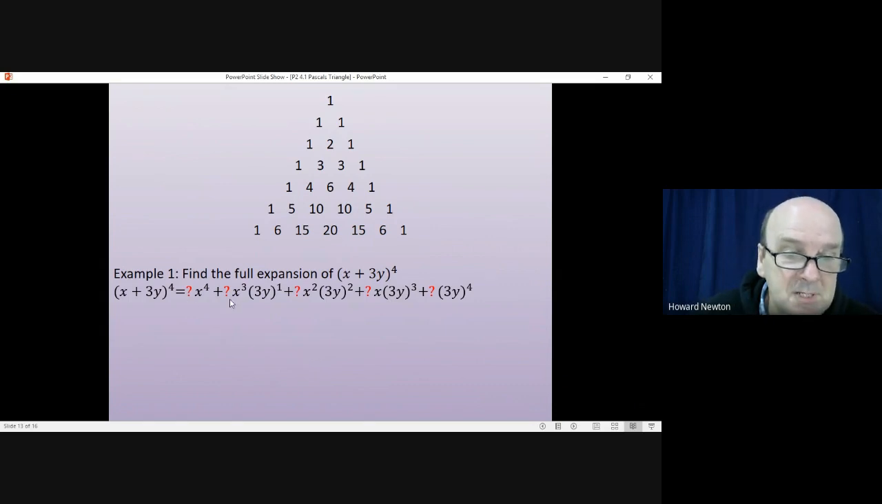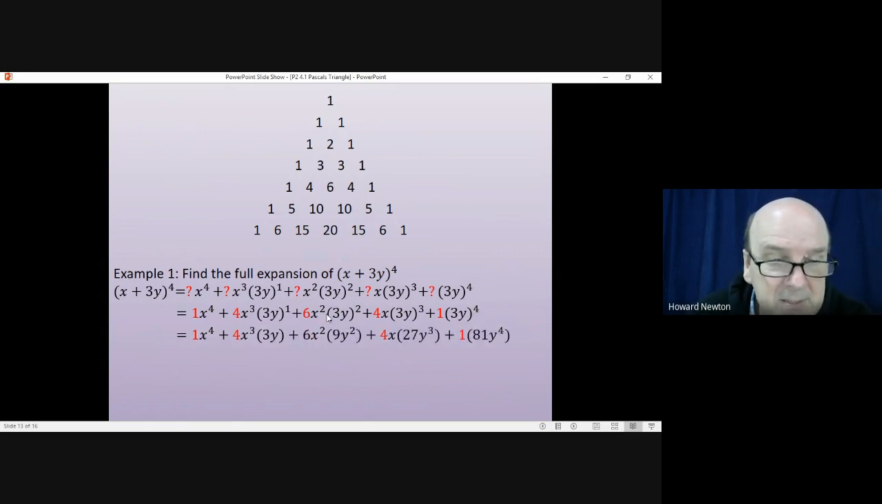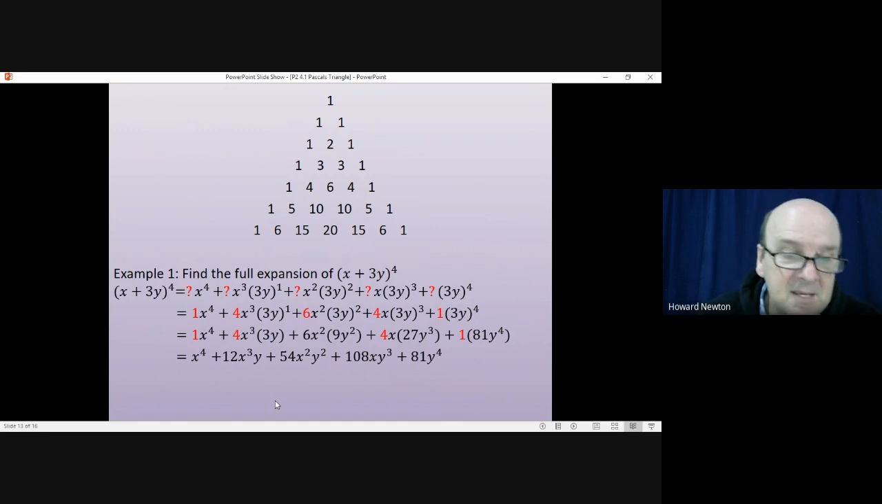The only other thing is, what are these numbers going to be? Well, these coefficients will be the numbers in the 4th row of Pascal's triangle. So it'll be 1, 4, 6, 4, 1. The only thing that's a little bit trickier on this question is here we've got 3y to the power of 1. Here we've got 3y squared, 3y cubed, 3y to the power of 4. So taking those powers of those brackets, that'll give us 3y here. This will be 9y squared when we square it, 3 cubed is 27, 3 to the power of 4 is 81. And then we're going to have to multiply together these numbers. So the 6 times the 9, the 4 times the 27, and so on. And that gives us the answer.